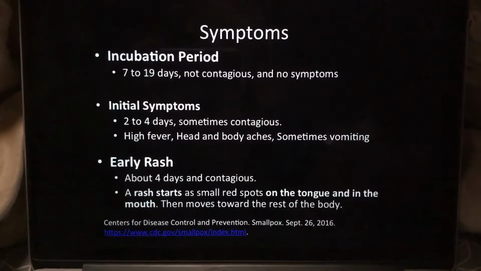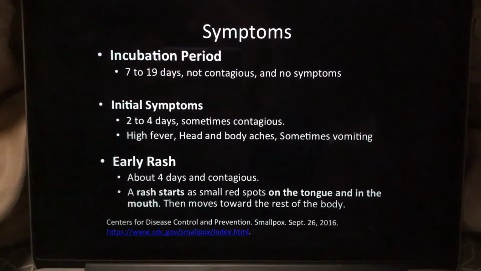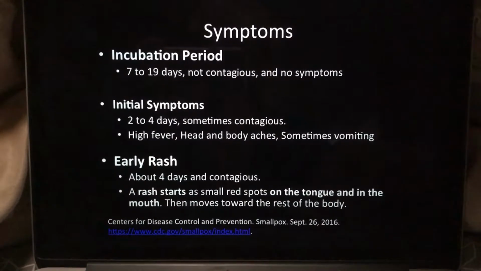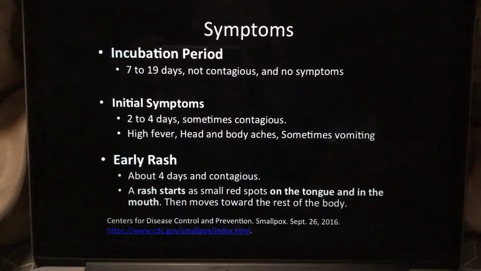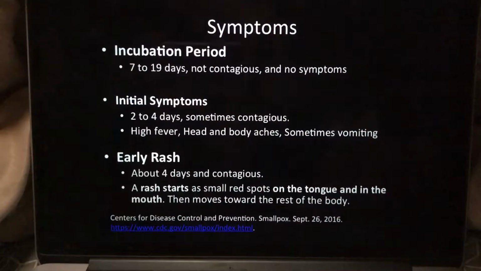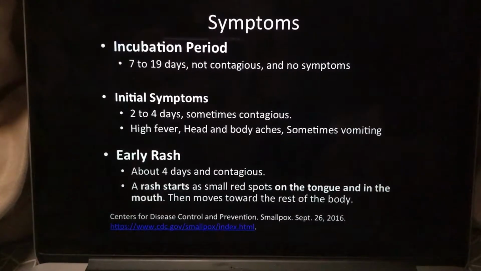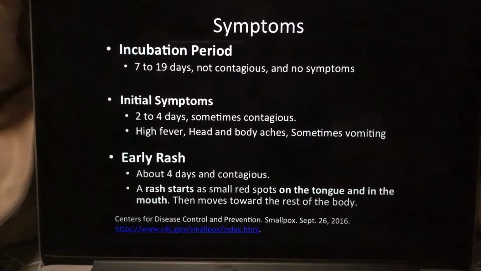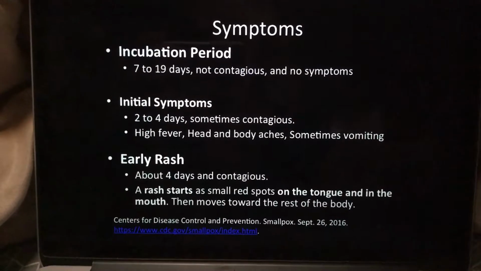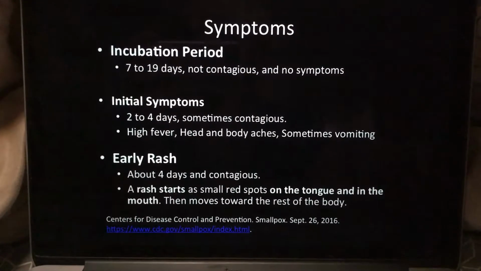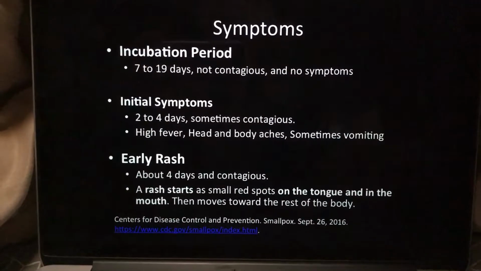Symptoms of this disease include an incubation period, which lasts about 7 to 19 days. The person is not contagious and has no symptoms at this time. After the incubation period, they have initial symptoms. This lasts about 2 to 4 days. The person is sometimes contagious. They can have high fever, head and body aches, and sometimes vomiting. Then an early rash occurs, and this lasts about 4 days, and then the person is contagious.